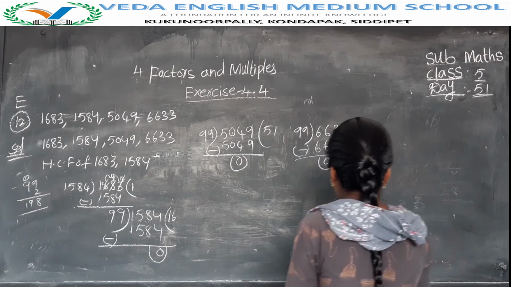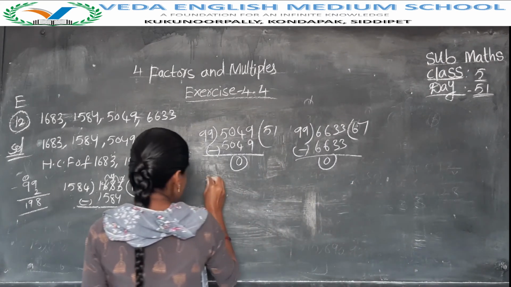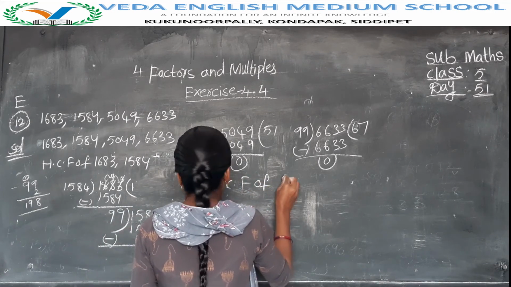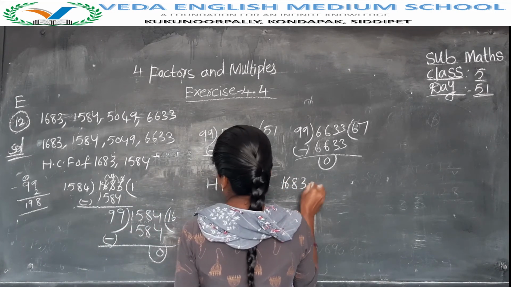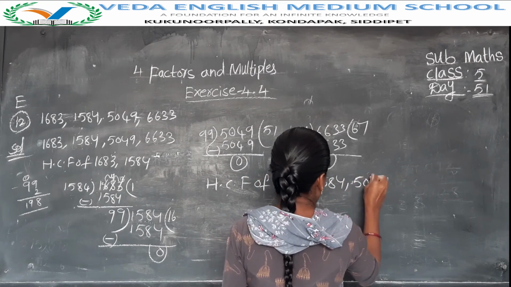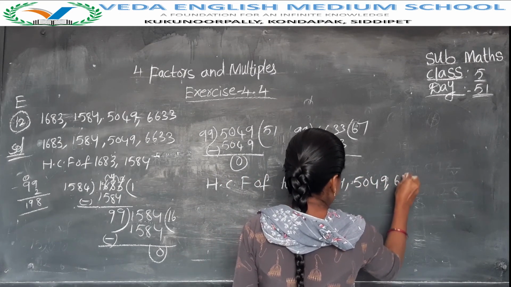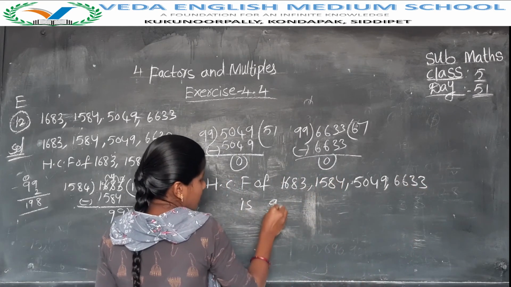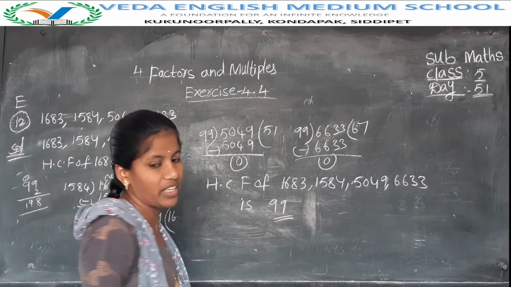1,600 HCF of 1,683, 1,584, 5,049, 6,633 is 99. That is how to find the HCF.